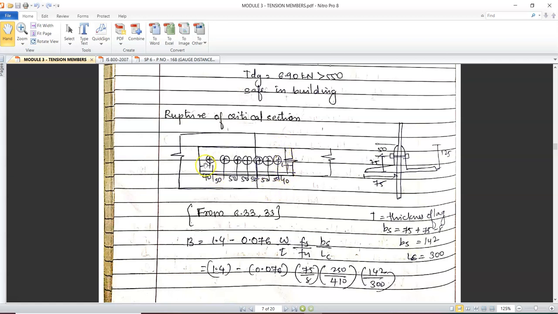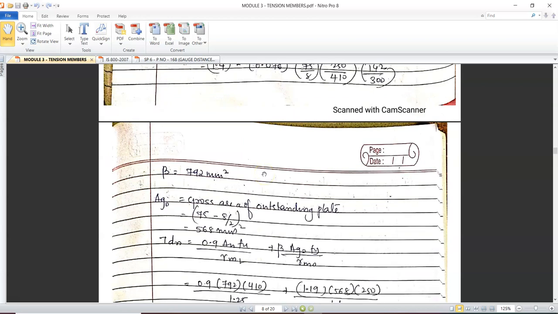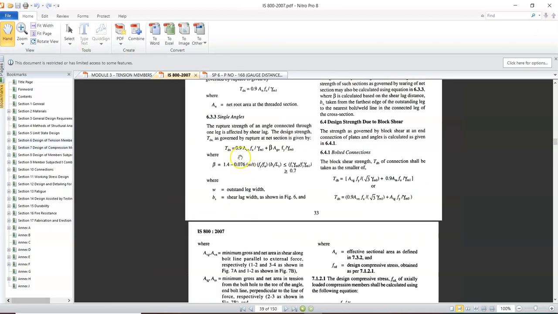Now your bolts have to be provided at a distance of 40 end distance, 50 pitch distance. This is the connected leg, 125 mm, and this is the outstanding leg. So using the same formulas, you have to calculate the rupture strength. The only new two formulas are ANC and Ag0. Beta is again used here.